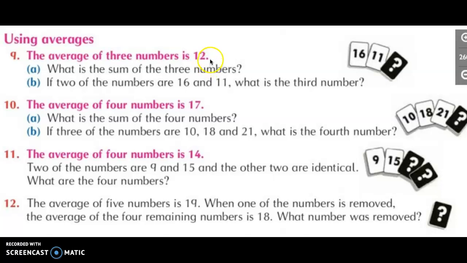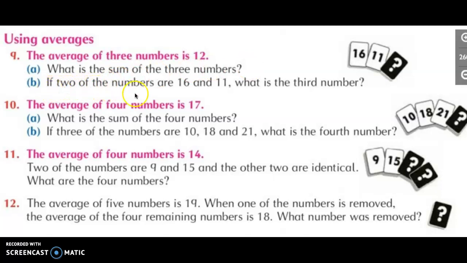Now we know that the average is 12. If we think back to getting the average, you add all the numbers together and you divide by the number of numbers. So to find the sum of these three numbers, I will multiply 12 by 3. Multiply 12 by 3, that would give me 36. So what is the sum of these three numbers? Your answer will be 36. Okay?